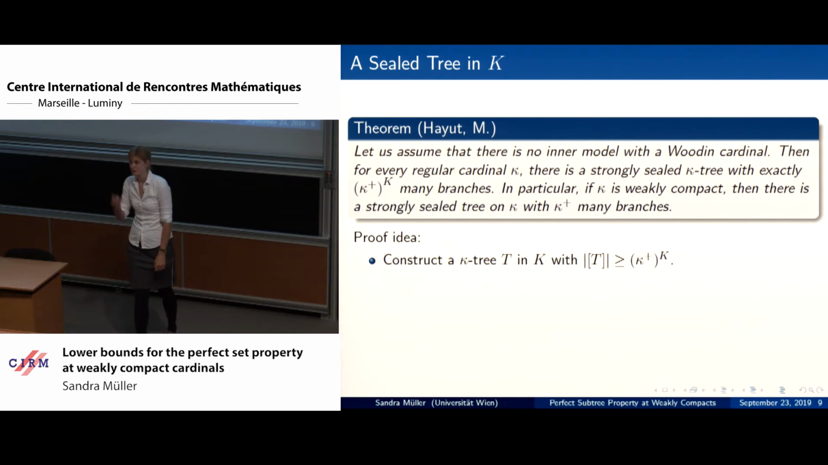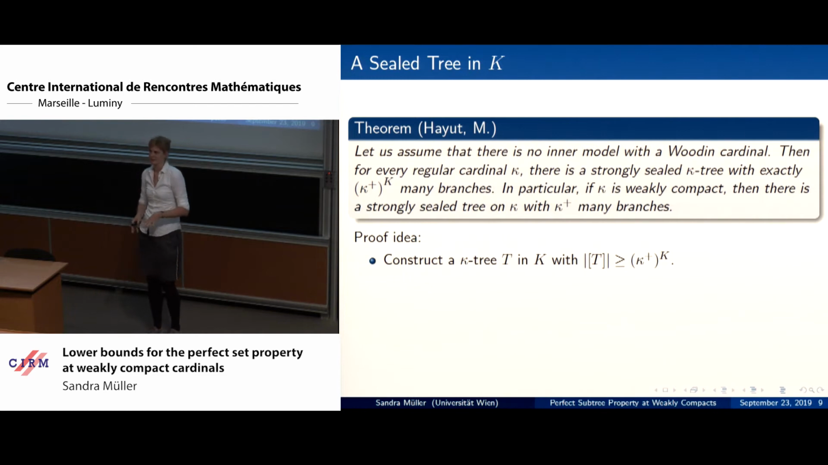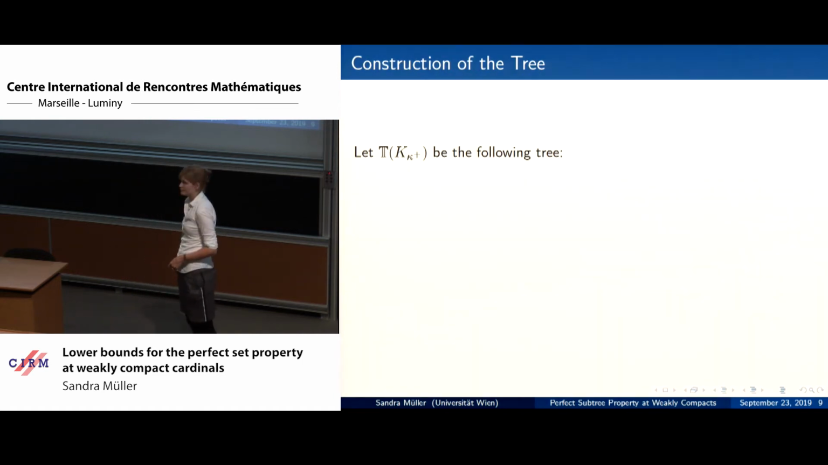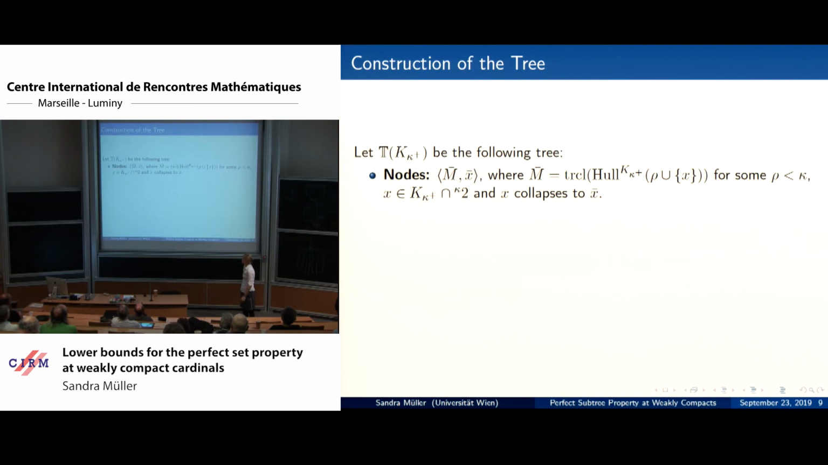Okay, so how do we do this? I already mentioned that the original Solovay-style construction was a construction in L, and the most natural thing to do is to try to generalize that to the Jensen-Steel core model K. Let me give you a brief sketch of the argument. We construct a kappa tree T in K, and we want to make sure that this tree, first of all, has at least kappa plus of K many branches. How do we do that? The tree looks as follows. We look at some nodes. We maybe draw a picture.